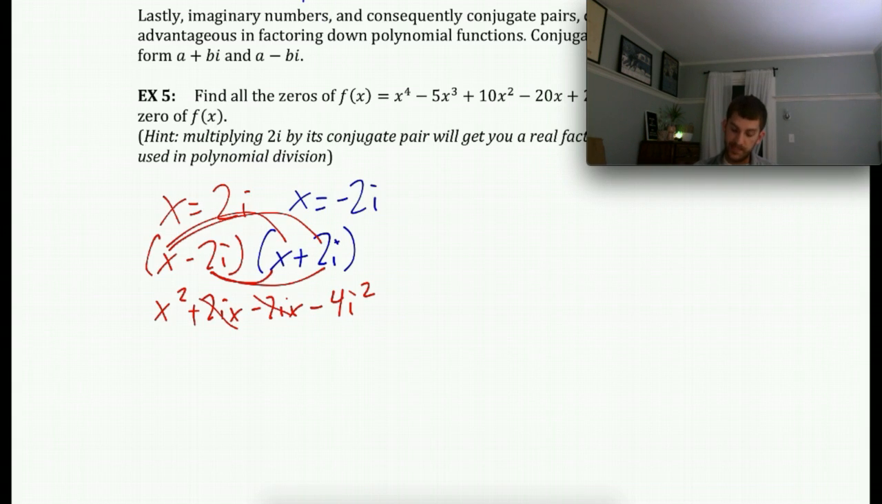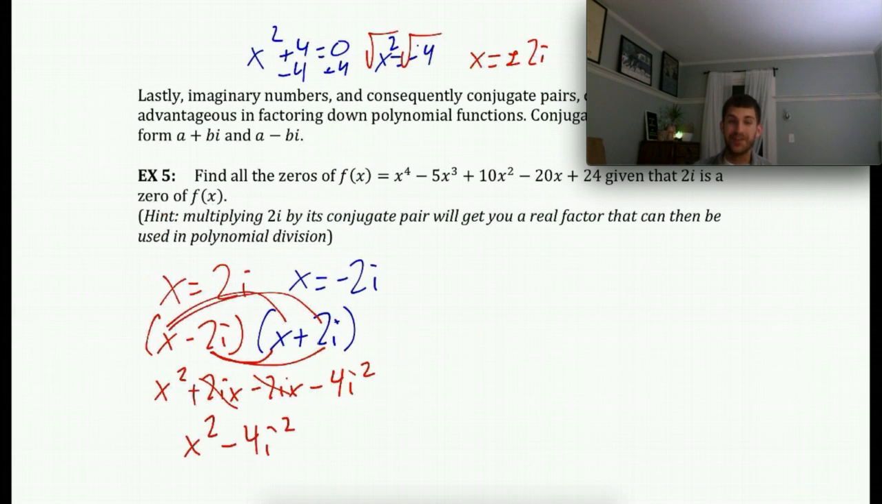Consolidating that down to just one line, we got x squared minus 4i squared. Now, quick reminder, the other day we talked about i squared by definition is negative 1, because if i is the square root of negative 1, we square it and we get negative 1. So x squared minus 4i squared really is x squared plus 4.